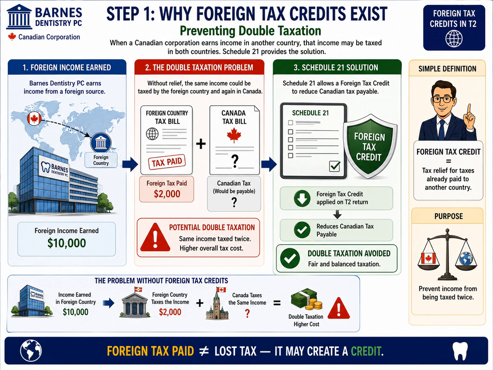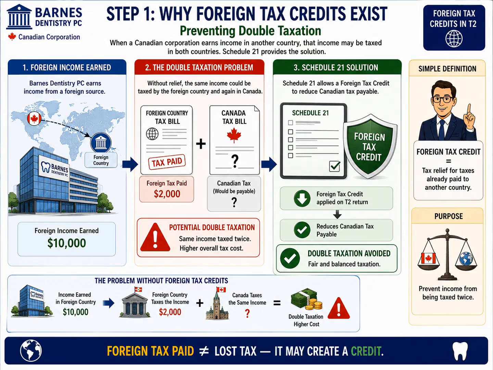Now look at the center of the slide. This is the double taxation problem. The foreign country taxes the income first. In our example, the foreign tax paid is $2,000. But the story doesn't end there. Because Barnes Dentistry is a Canadian corporation, Canada may also include that foreign income in its Canadian tax calculations.